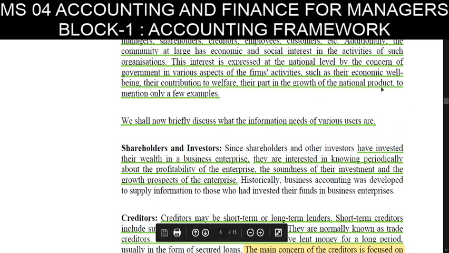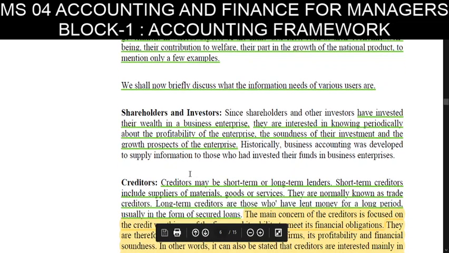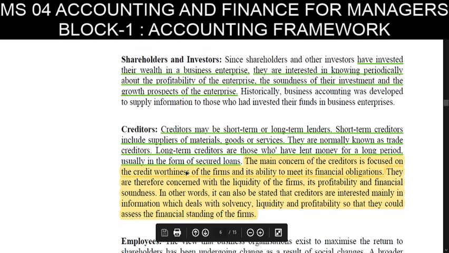So above we have seen different stakeholders who are interested in the information about a business organization. Now one by one we will be covering why they are interested or what they are interested in. First one is the shareholders and investors. Obviously they are interested because they have invested their money in the business. They are interested in knowing periodically about the profitability of the enterprise, soundness of their investment and the growth aspects of the enterprise. Second one, creditors.